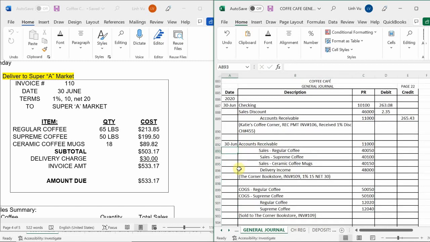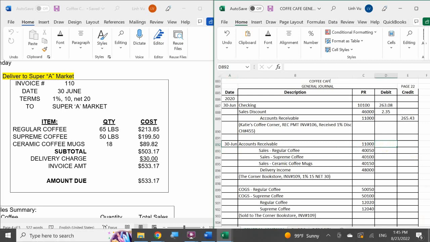Right? We previously recorded a transaction similar to this. Accounts receivable, regular coffee, Supreme coffee, and ceramic coffee mugs, delivery income, and then the total there. Okay, so equals sum here.